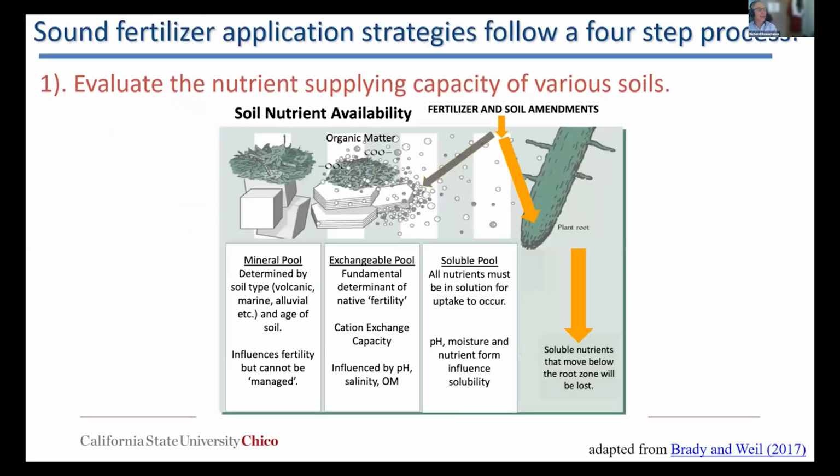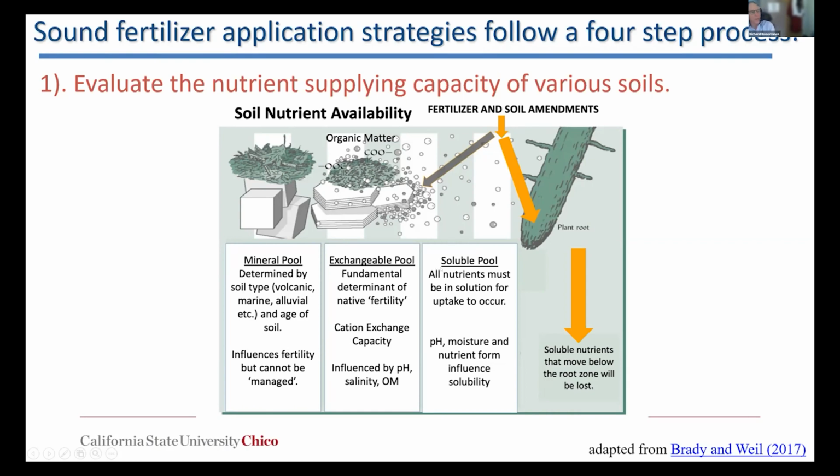So let's first take a look at evaluating the nutrient supply capacity of various soils. And when we do that, you have to look first at the mineral pool, okay? And this is something that cannot be managed. This is just what the soil is, and it's dependent on whether it was a volcanic origin, marine origin, alluvial, if it's a very old soil like oxisol, or if it's a very young soil like entisol. Those provide various amounts of nutrients that are available as those weather. But these other nutrient available pools we can modify, and this is the exchangeable pool, and it's the fundamental determinant of native fertility, and that's the cation exchange capacity, and that's influenced by pH, salinity, and organic matter. And we can influence this by possibly increasing organic matter, which then can increase cation exchange capacity.